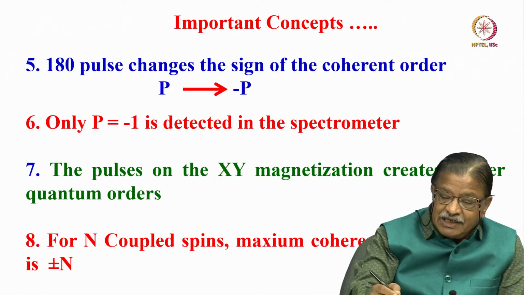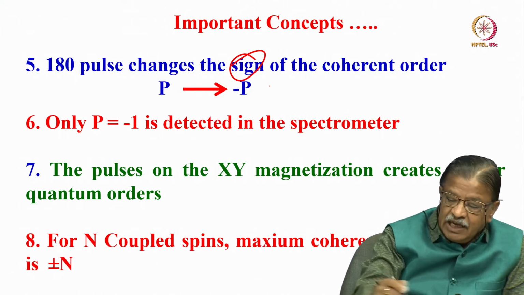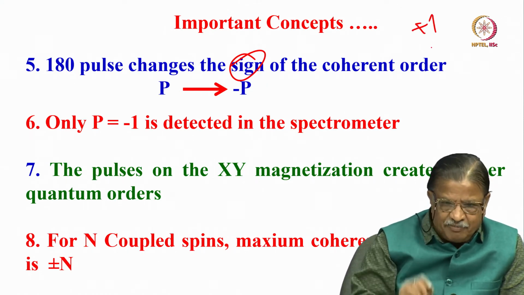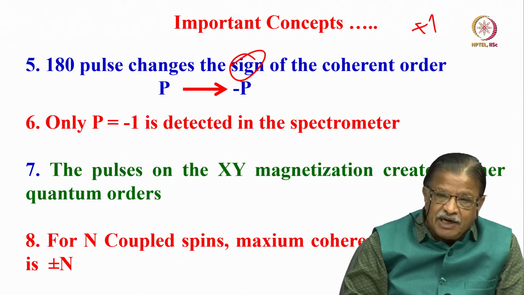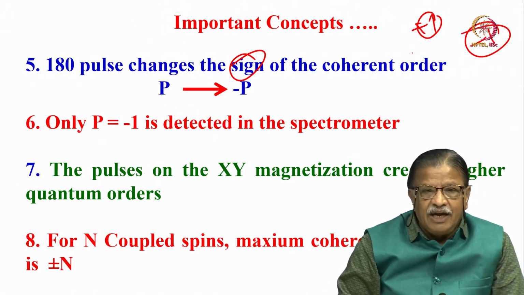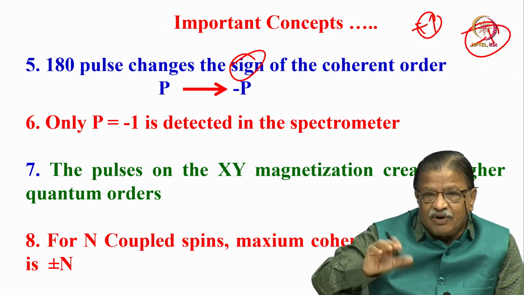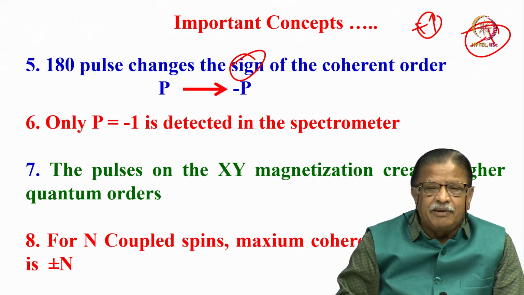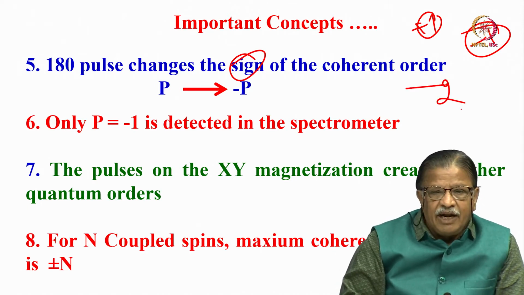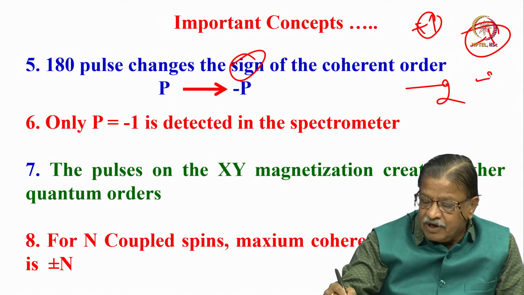And an important concept: a 180-degree pulse changes the sign of the coherence order. If I have coherence order plus 1 in a particular path, and I apply a 180 pulse immediately after that, this will change the path to minus 1. A 180 pulse will change the sign of the coherent order. Plus p will become minus p. Let us say I have chosen a coherent order 2. Apply a 180 pulse. Immediately I will go to coherence order minus 2.